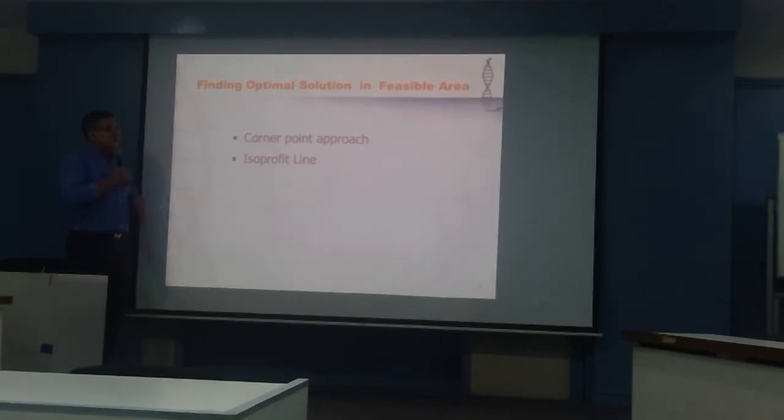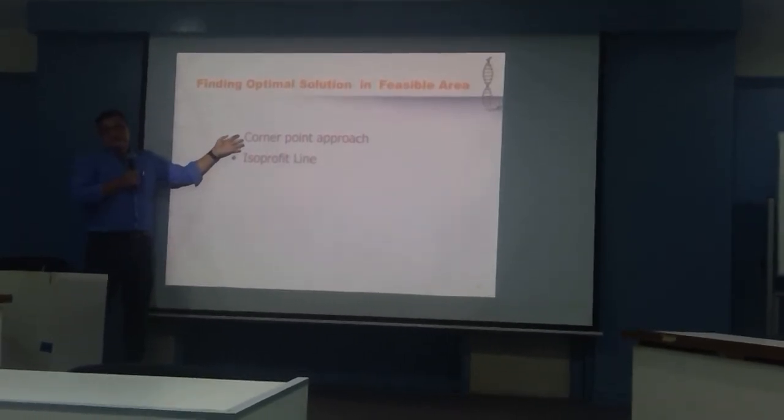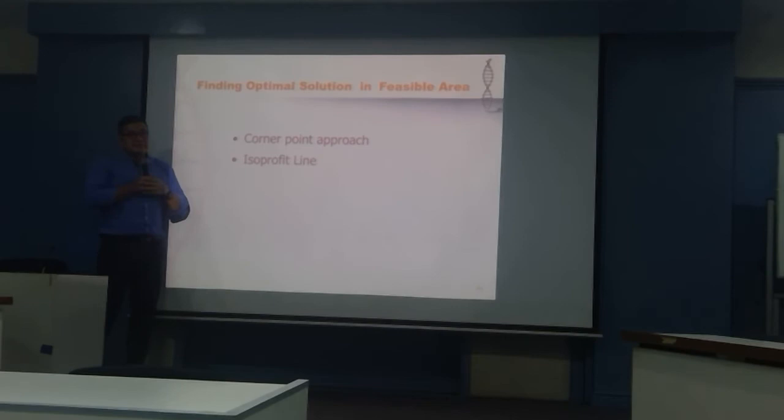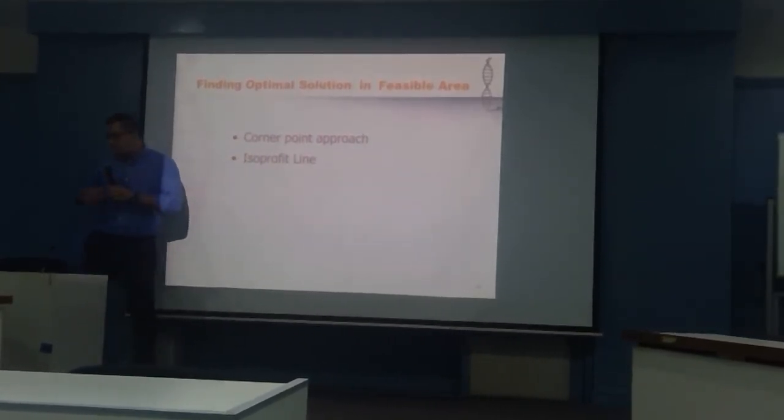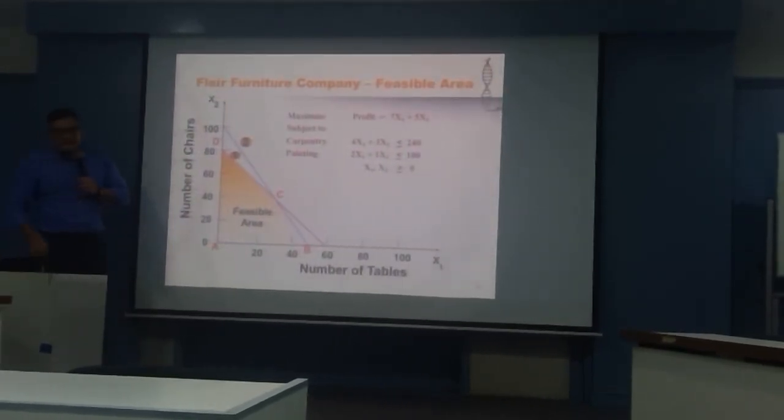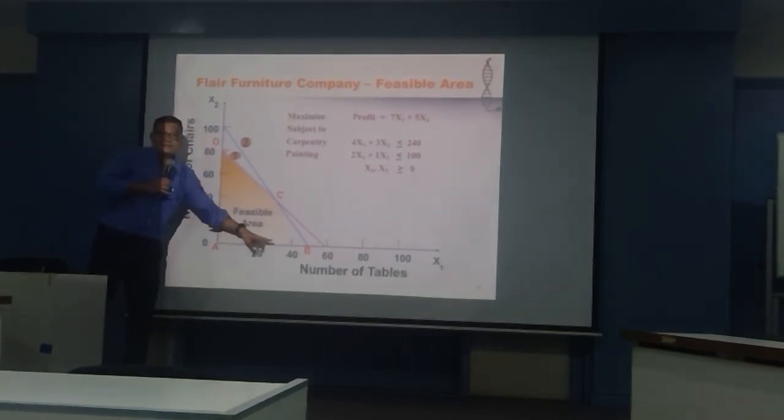In our class, based on the graphical approach, we have two possible methods. The first one we call the corner point approach, and the second one is called the isoprofit line. Let's talk about the first one, the corner point approach. As the name states, the optimal solution of a linear programming problem usually occurs at a corner point of the feasible area.